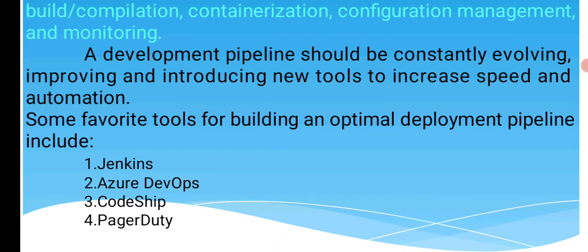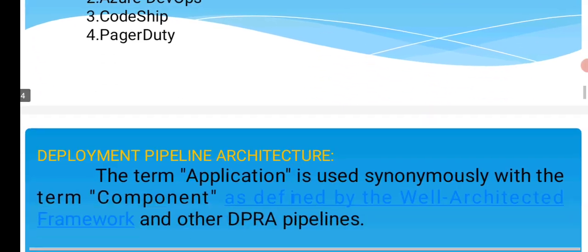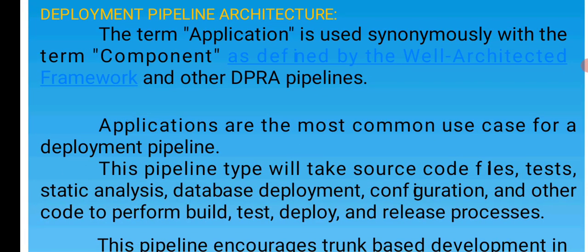A deployment pipeline should be constantly evolving, improving, and introducing new tools to increase speed and automation. Some of the deployment pipeline tools are Jenkins, Azure DevOps, CodeShip, and PagerDuty. The deployment pipeline architecture: the term application is used simultaneously with the term component as defined by the Well-Architected Framework and other deployment pipeline reference architectures.